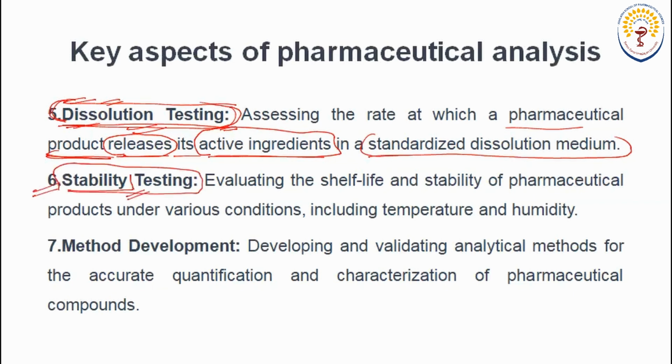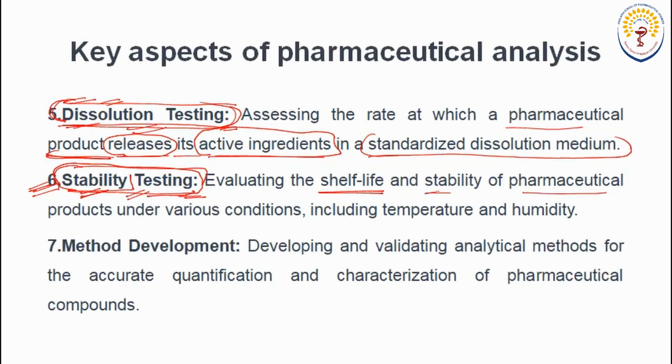Now the next thing is stability testing. In stability testing, we ensure that our pharmaceutical product is stable throughout the given shelf life. There is a shelf life of the pharmaceutical product, maybe 2 years or 3 years. So we should ensure that our product is stable throughout the given shelf life, and for that we perform stability testing. If our compound is not stable, it will degrade before the shelf life, and this will affect the quality of our pharmaceutical product.